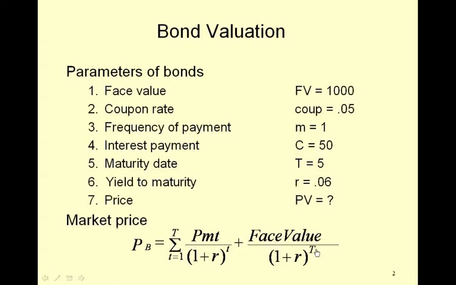That is to say, a bondholder gets to receive a series of interest payments and a return of principal. Now, the series of interest payments can be conceived as an annuity, in this case a 5-year annuity of $50 per year, plus a one-time payment of principal.